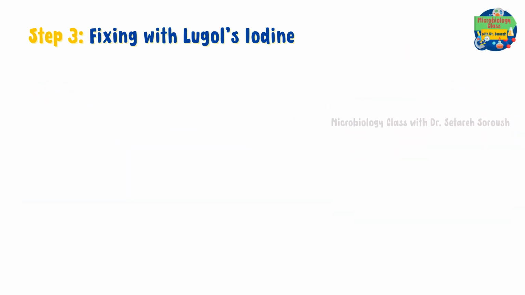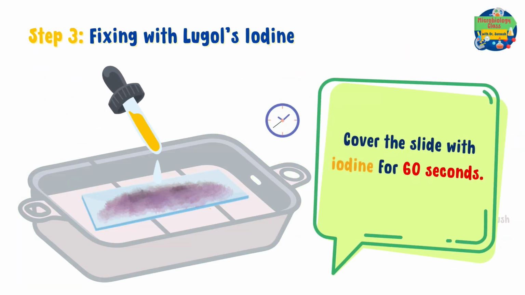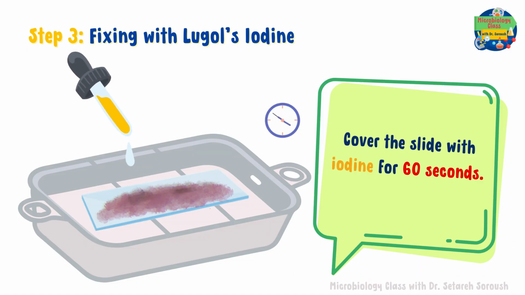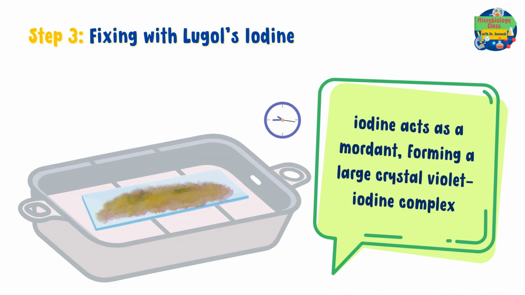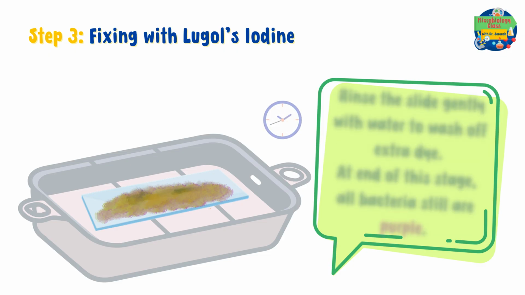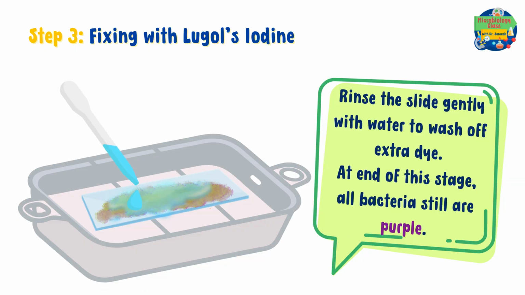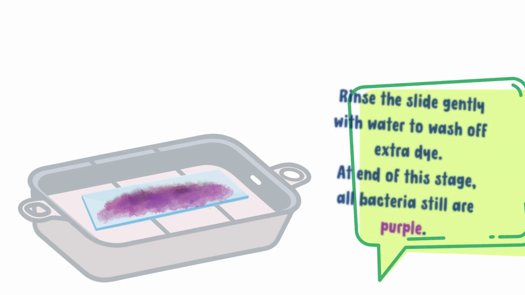Step 3, fixing with Lugol's iodine. Cover the slide with iodine for 60 seconds. Iodine acts as a mordant, forming a large crystal violet iodine complex. Rinse the slide gently with water to wash off extra dye. At the end of this stage, all bacteria are still purple.